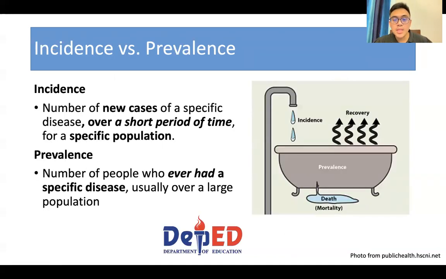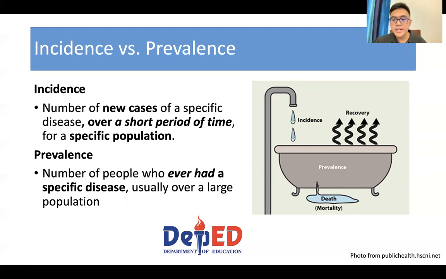Another concept that we need to understand about outbreaks is the concept of incidence versus prevalence, and how they actually differ. When we talk about incidence, these are the number of new cases of a specific disease in a short period of time for a specific population. But when we talk about prevalence, these are the number of people who actually contracted the disease or gotten infected with a certain infectious agent.